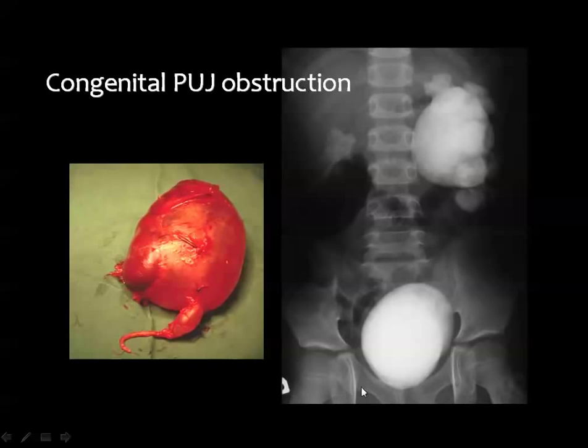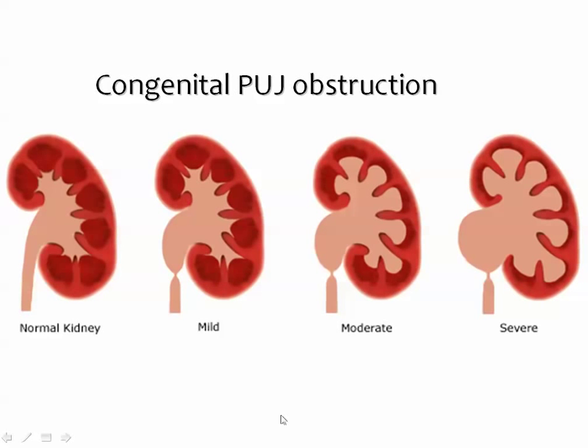Then this is also a common congenital anomaly, which is congenital pelvic-ureteric obstruction. And here you see that the pelvis is markedly distended, and also the calyces are markedly distended, and you don't see the ureter. Then you know that the obstruction is here at the pelvic-ureteric junction, and this is a congenital form which can be unilateral and can also be bilateral. These are the degrees of pelvic-ureteric junction obstruction.